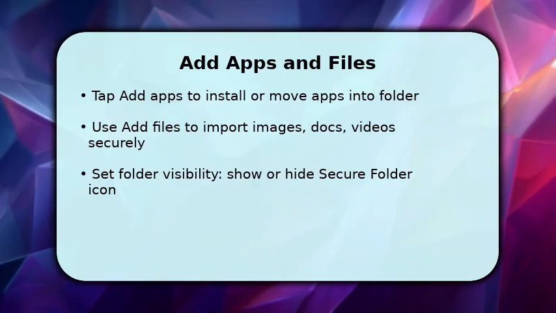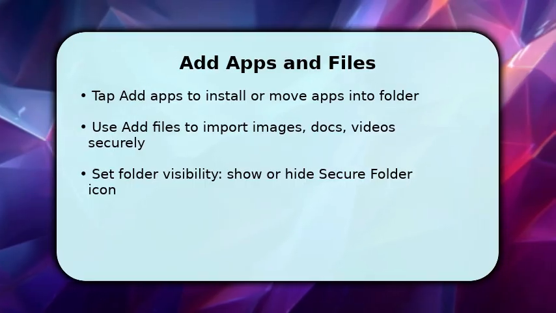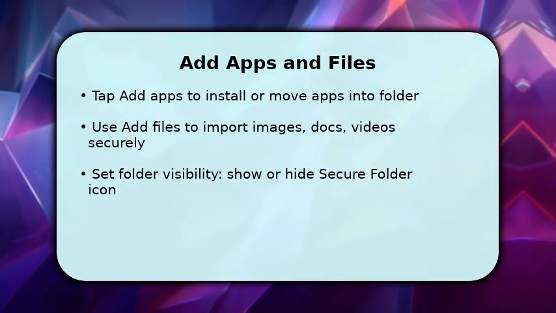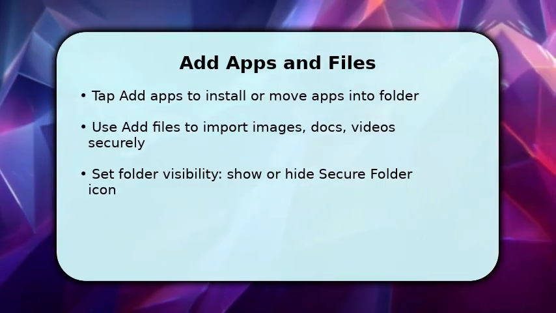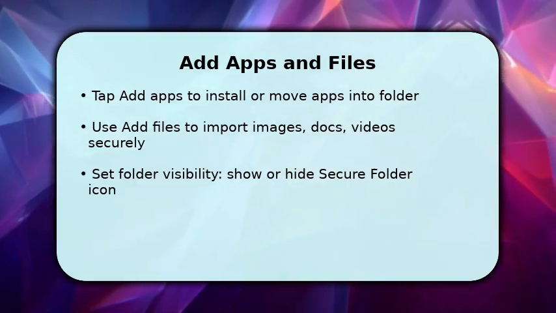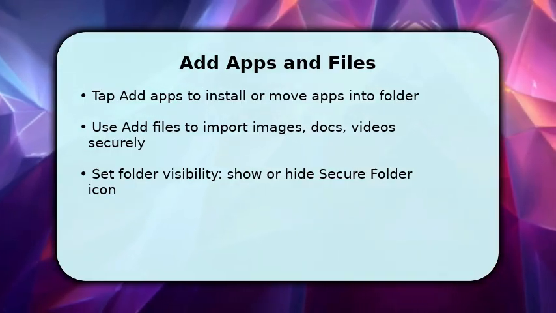Next, populate Secure Folder with the apps and files you want protected. Tap Add Apps to move existing apps or install new ones directly into the folder. Moving keeps a secure copy isolated from your main profile. For media and documents, choose Add Files and select the location to import into Secure Folder so originals remain protected.